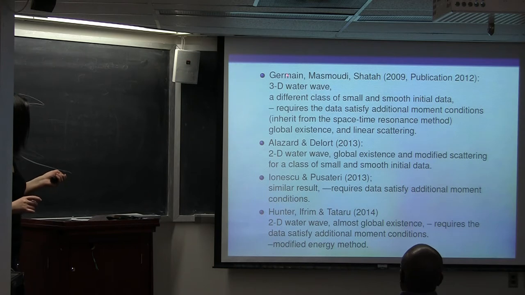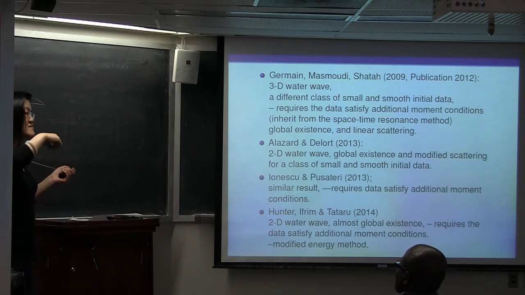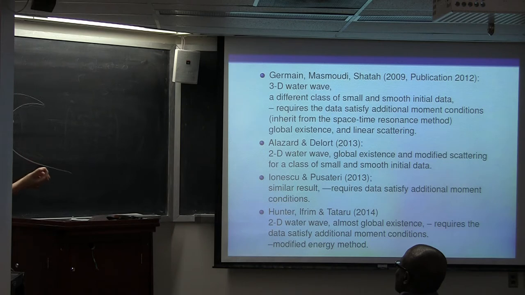In 3D, Germain, Masmoudi and Shatah studied this using a different method, the space-time resonance method, and came up with a similar result, but for a different class of small smooth initial data. In particular, they assume the initial height is small and the energy is small, but they also require that there are not a lot of small frequencies in the initial data. In other words, the velocity potential also has to be localized, which is quite a strong assumption, okay?